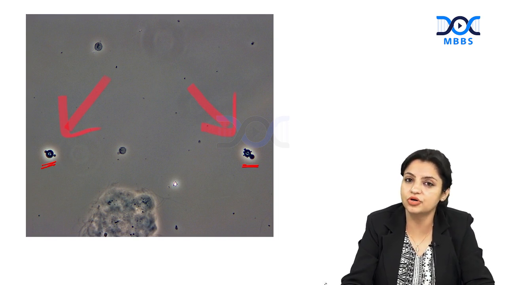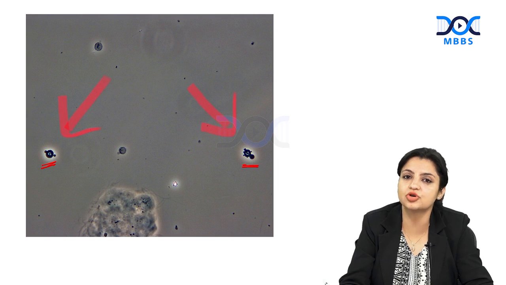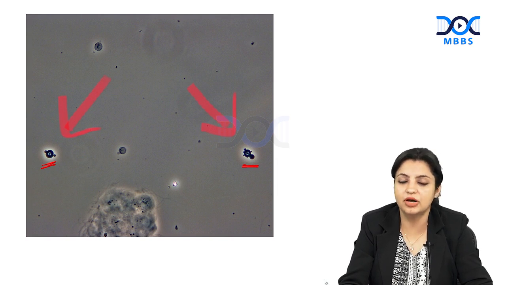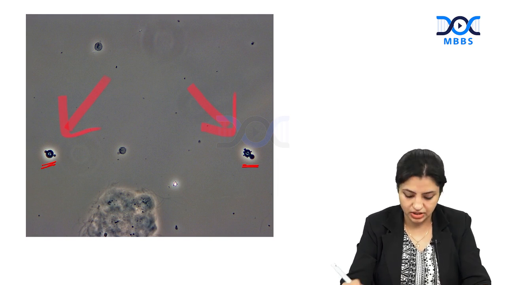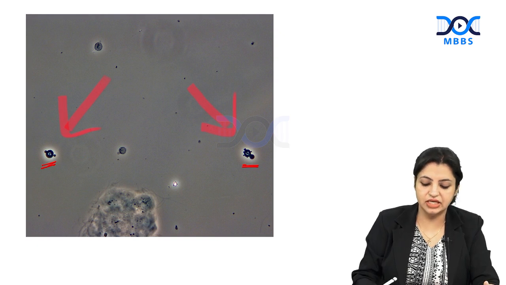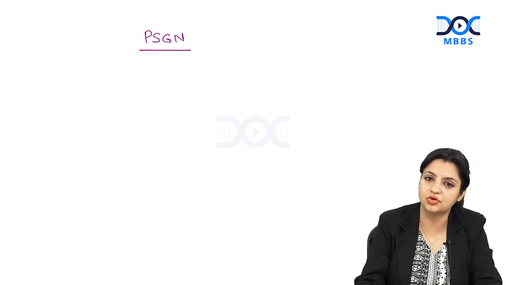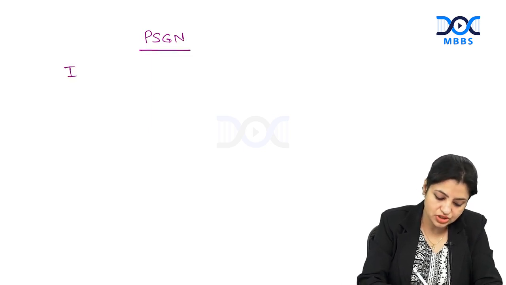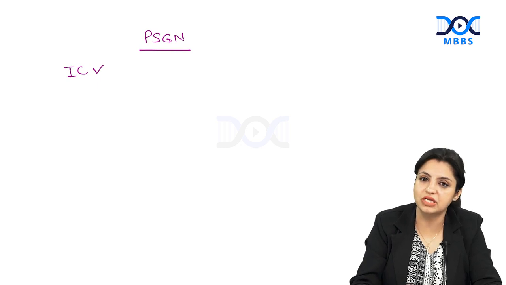We've studied 3 important causes of glomerulonephritis. Most common in India is PSGN, in the world is IgA nephropathy, and end stage is RPGN. Coming to the first glomerulonephritis, that is PSGN. Whenever we study any kidney disease, remember, the first thing you ask yourself is whether this is an immune complex mediated disease or not. The answer to this question is yes, it is an immune complex mediated disease.